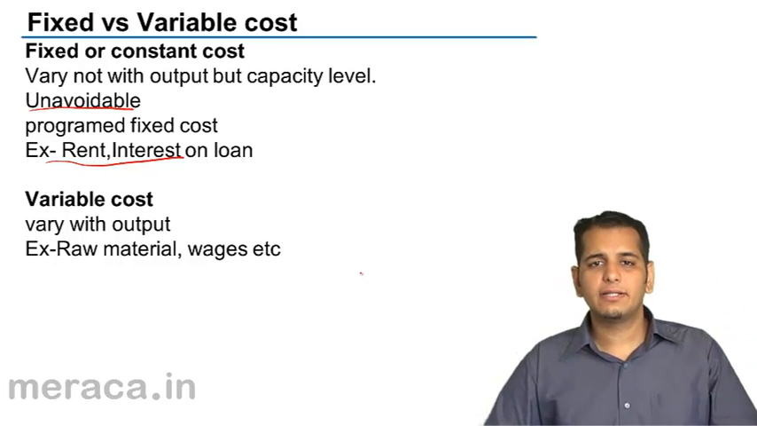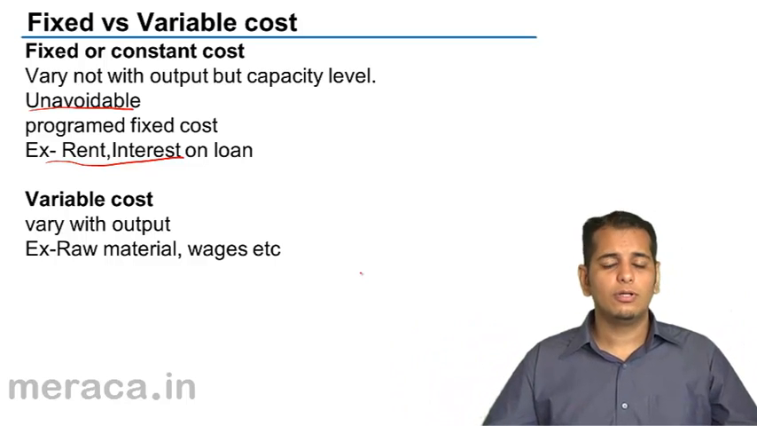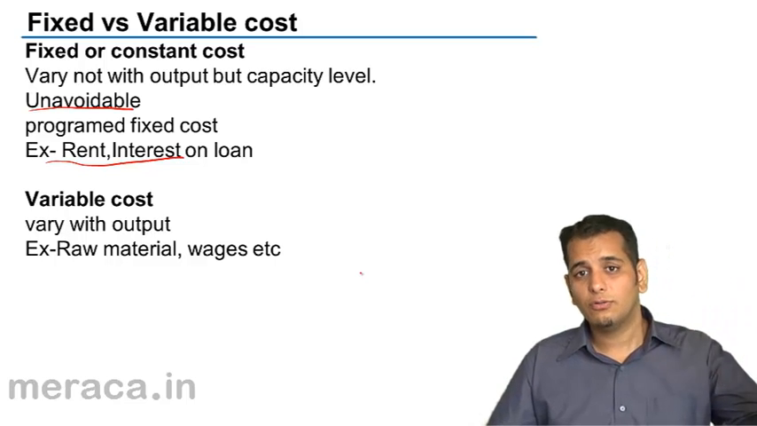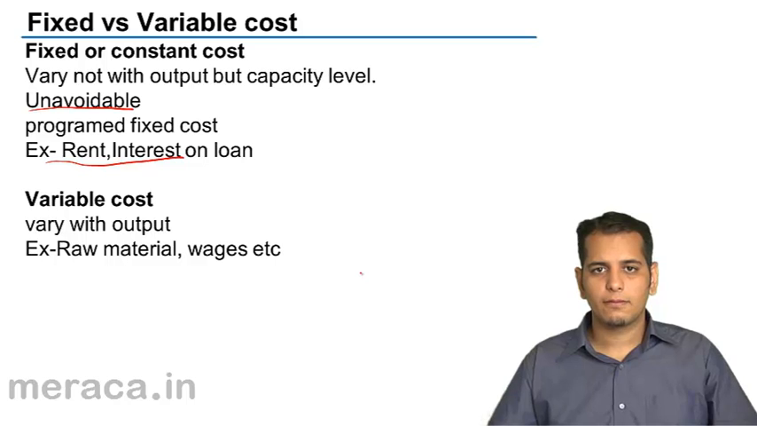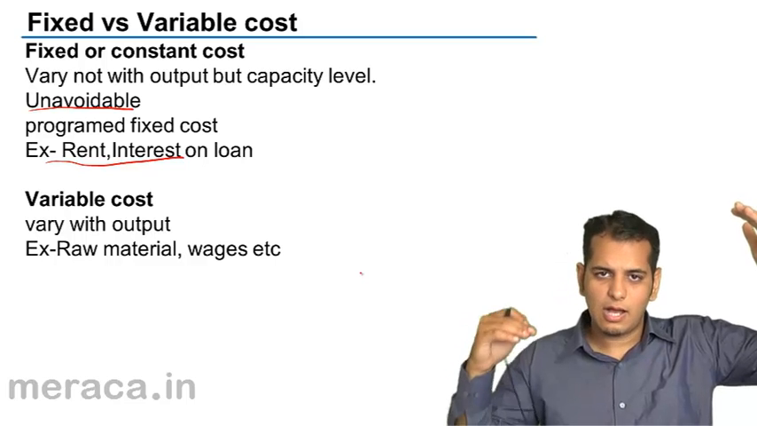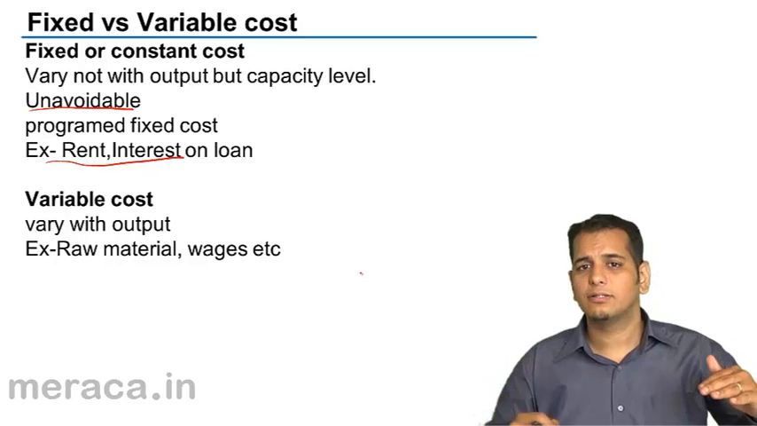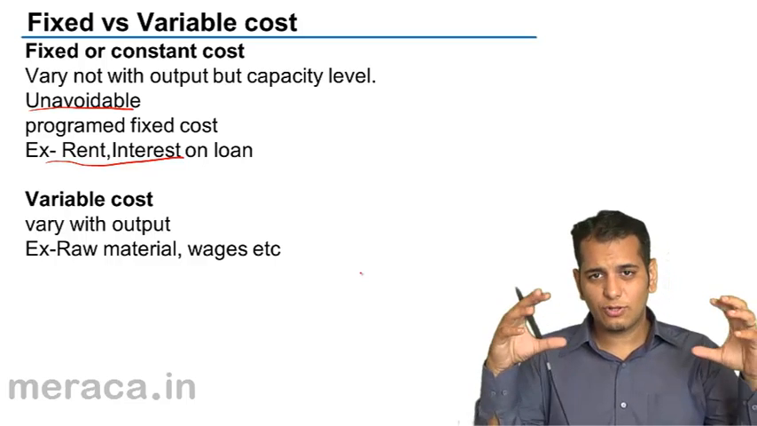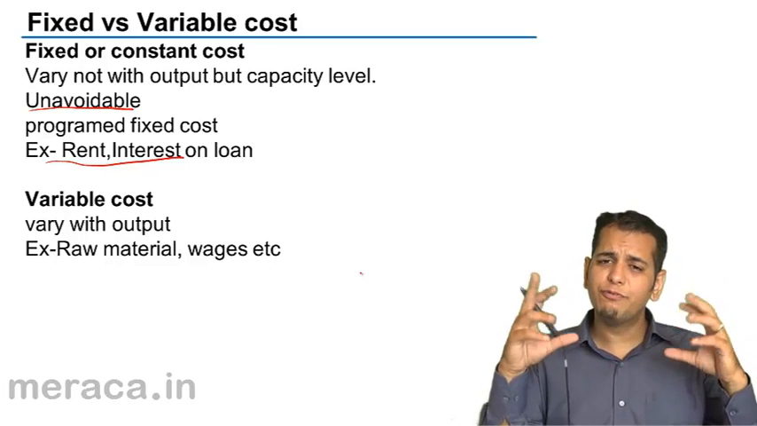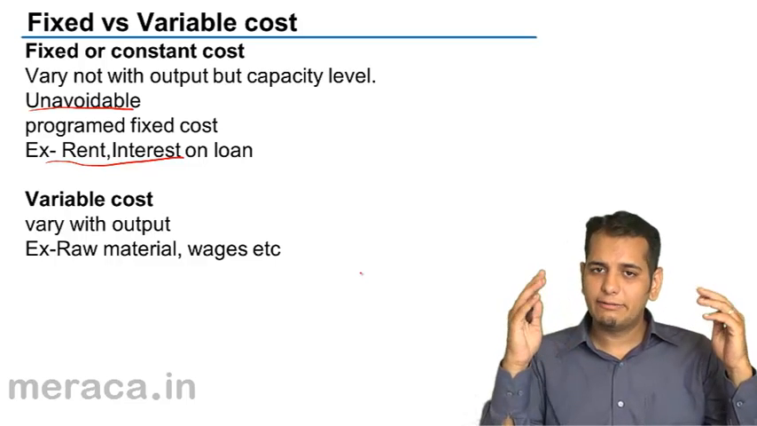Likewise, your production is directly related to the wages. If you want to produce more, you will have to employ more laborers in your factory, and thus you will have to shell out more wages to them. So, higher the production, higher the wages. Higher the production, higher is the material cost. Lower the production, lower is the wages and the material cost. Such costs which vary with the level of output are called variable costs.